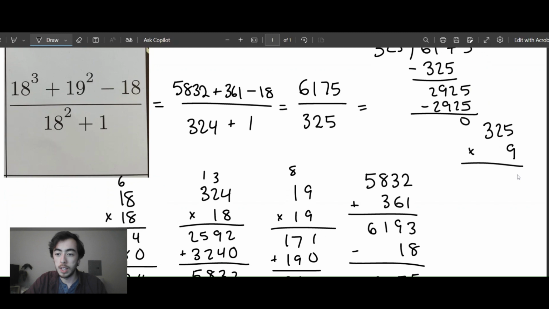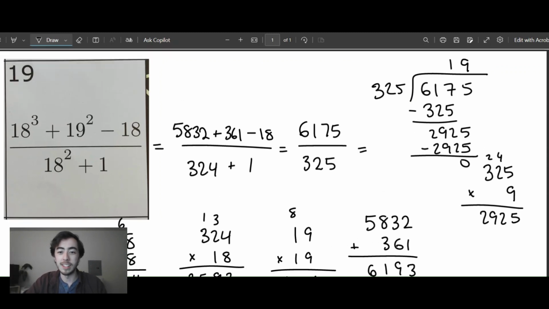So 5 times 9 is 45, carry the 4. 2 times 9 is 18, plus the 4 is 22. And then 9 times 3 is 27, plus the 2 is 29. So great. That shows that yes, 19 is my answer here, and we're all done with the arithmetic side of things.